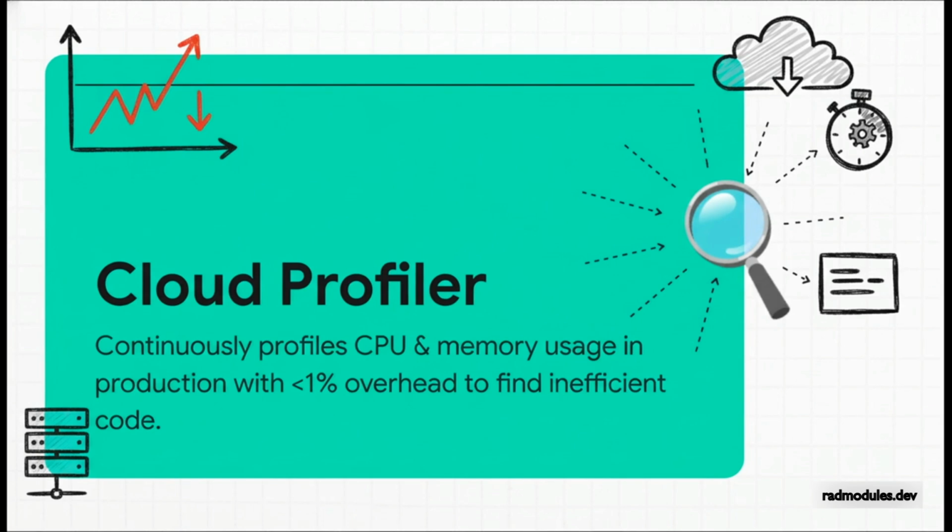First tool in our toolbox, Cloud Profiler. This thing is fantastic. It lets you see exactly where your code is spending all its time, like which functions are hogging the CPU or using up all the memory. And the best part, it does this in production with less than 1% overhead. It helps you find the exact line of inefficient code without having to guess.